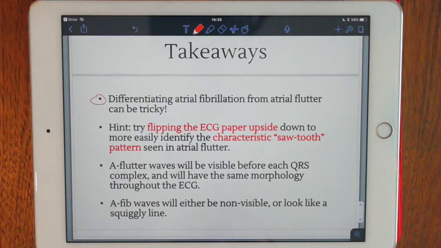A flutter waves will be visible before each QRS complex and will have the same morphology. That's incredibly important because in AFib, those waves will either not be visible or will be very chaotic.